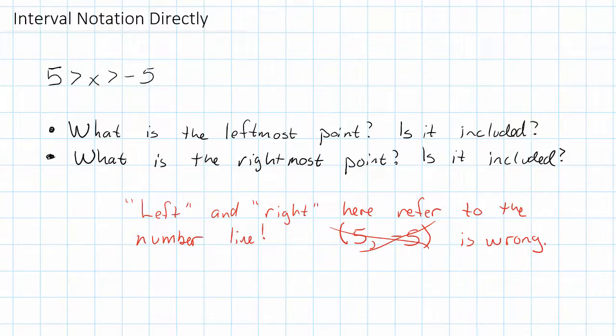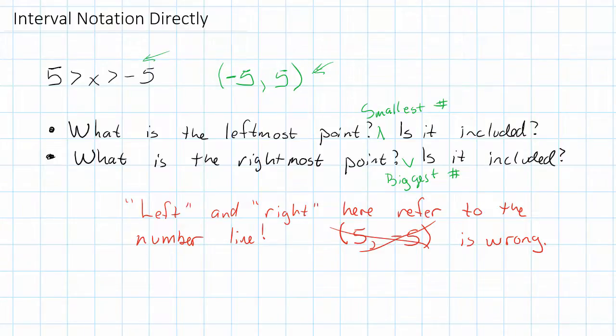So when we're saying what is the leftmost point, we want to know about the smallest number. And when we want to know what is the rightmost point, we want to know about the biggest number. So looking at this inequality, the smallest number is the -5. It is not included. The biggest number is the +5. It is also not included. So this is the correct interval notation to describe the solution set of this inequality.